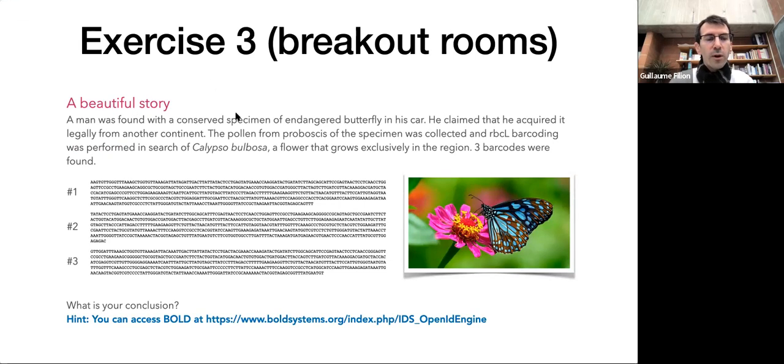Third exercise, a beautiful story. A man was found with a conserved specimen of an endangered butterfly in his car. He claimed that he acquired it legally from another continent. The pollen from the proboscis of the specimen was collected, and rbcL barcoding was performed in search of Calypso bulbosa, a flower that grows exclusively in the region, not on another continent. Three barcodes were found, 1, 2, and 3. What is your conclusion? And here's a hint: you can access the BOLD database at that link here and see what happens there.